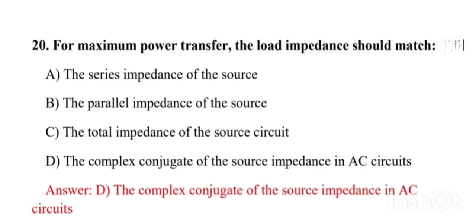For maximum power transfer, the load impedance should match: option A, the series impedance of the source; option B, the parallel impedance of the source; option C, the total impedance of the source circuit; option D, the complex conjugate of the source impedance in AC circuits. The right one is option D, the complex conjugate of the source impedance in AC circuits.